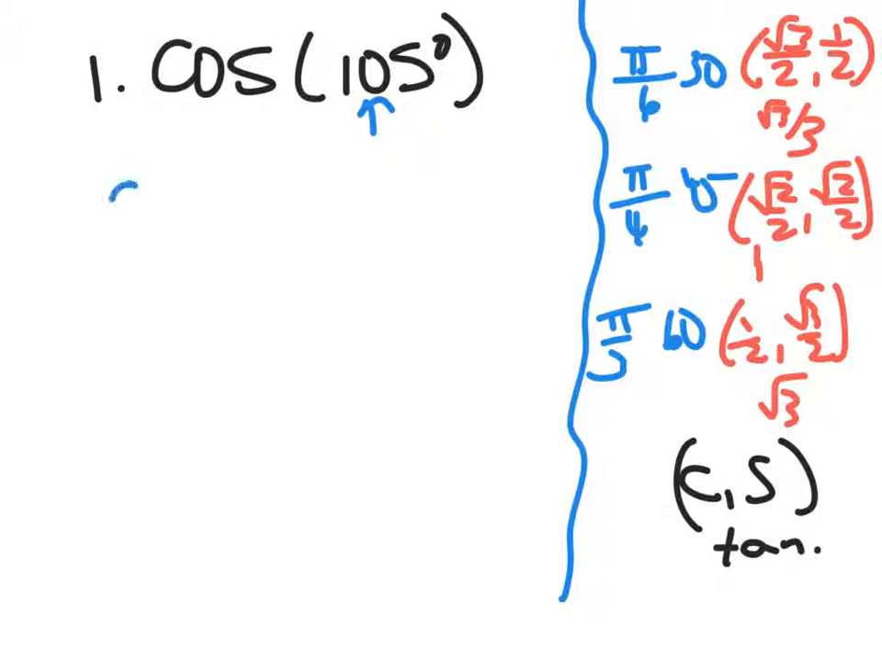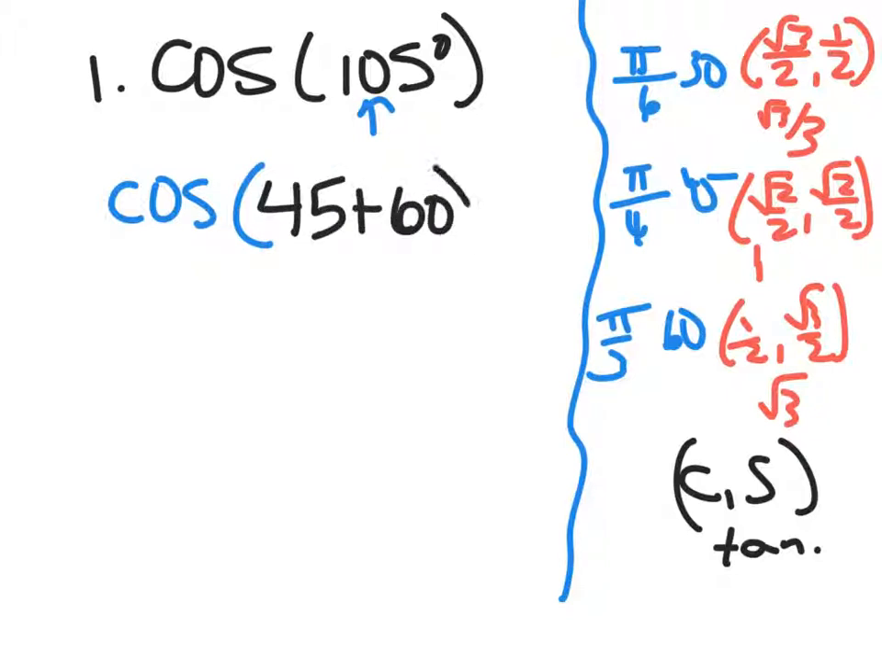So let's get back to this. I'm going to think on my unit circle, what 2 numbers could I have that add up to 105? I would try, if you can, to use at least one of them that's in the first quadrant, because then you don't have to worry about whether it's plus or minus. So I'm going to split 105 into 45 and 60.